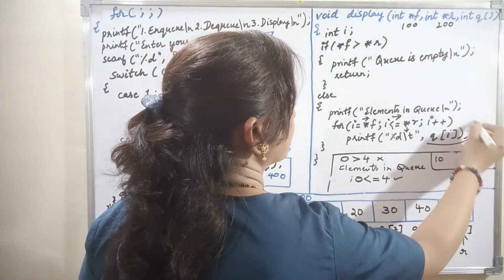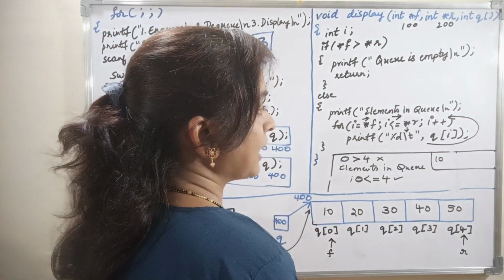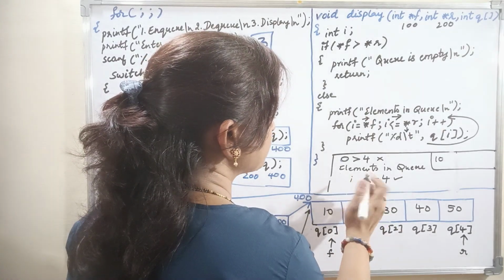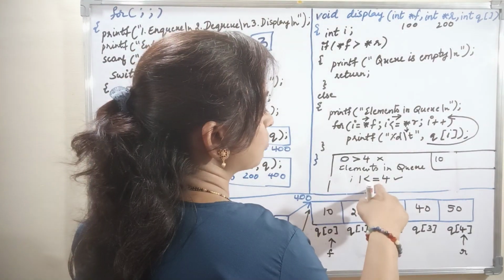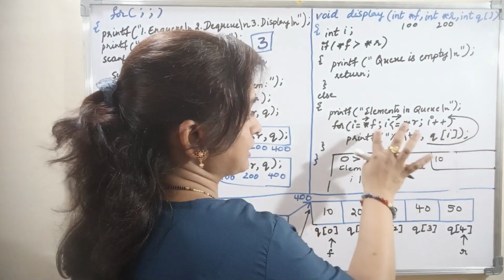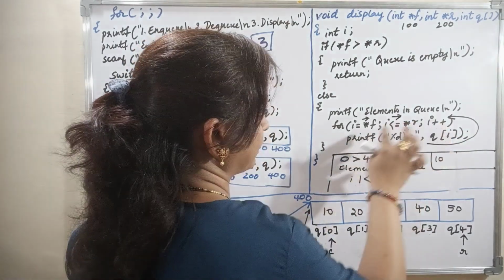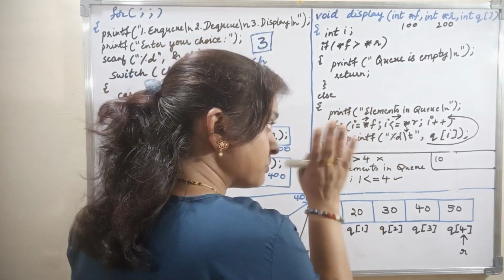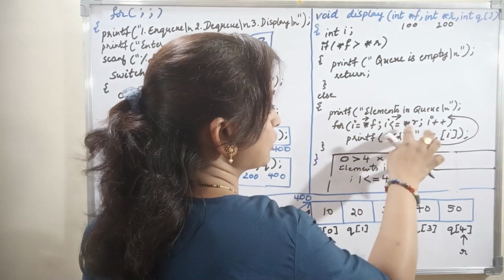Then look back here only. I plus plus. I gets increased. I becomes 1. 1 less than or equal to 4. See, these two values I fix up. That's it. Front pointer and rear pointer. Front is initialized once. It becomes 0. Then 0 less than or equal to r.